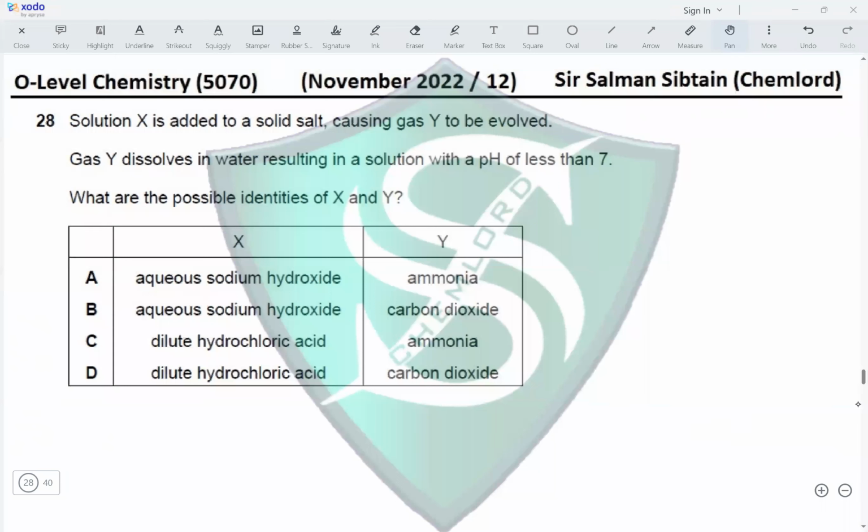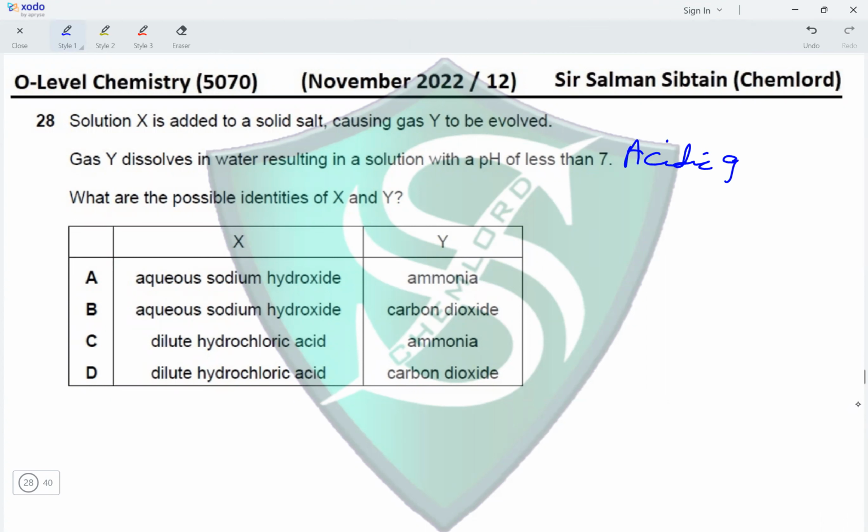Question 28. Solution X is added to a solid salt, causing gas Y to be evolved. Gas Y dissolves in water, resulting in a solution with a pH of less than 7. So basically, this is an acidic gas because it has a pH of less than 7. What are the possible identities of X and Y?